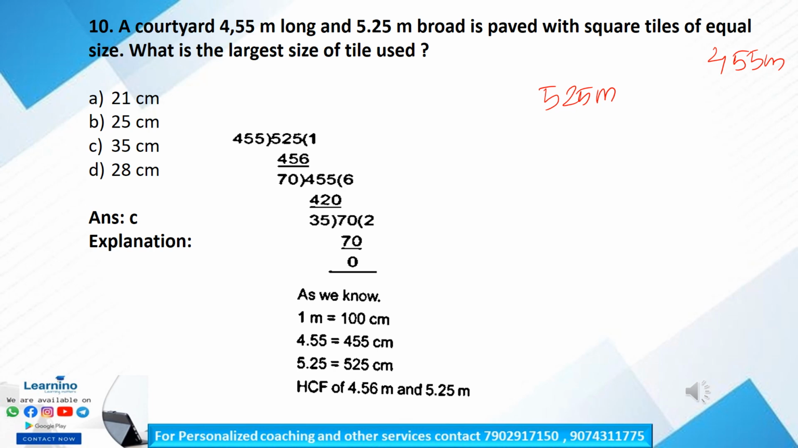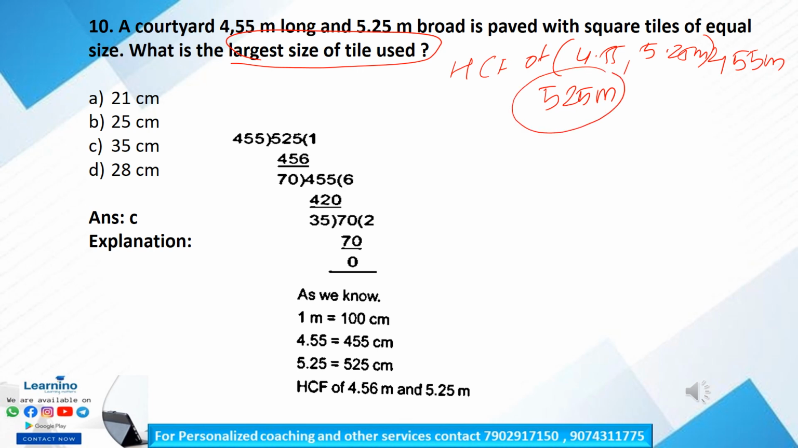Okay, so in order to find the largest square, we have to do the HCF, that is highest common factor, of 4.55 and 5.25 meter. We will get the largest size of the tile used. So we will find the HCF of both dimensions of the courtyard to find the largest square tile. That is HCF of 525 and 455. In order to find that we have to do this calculation.